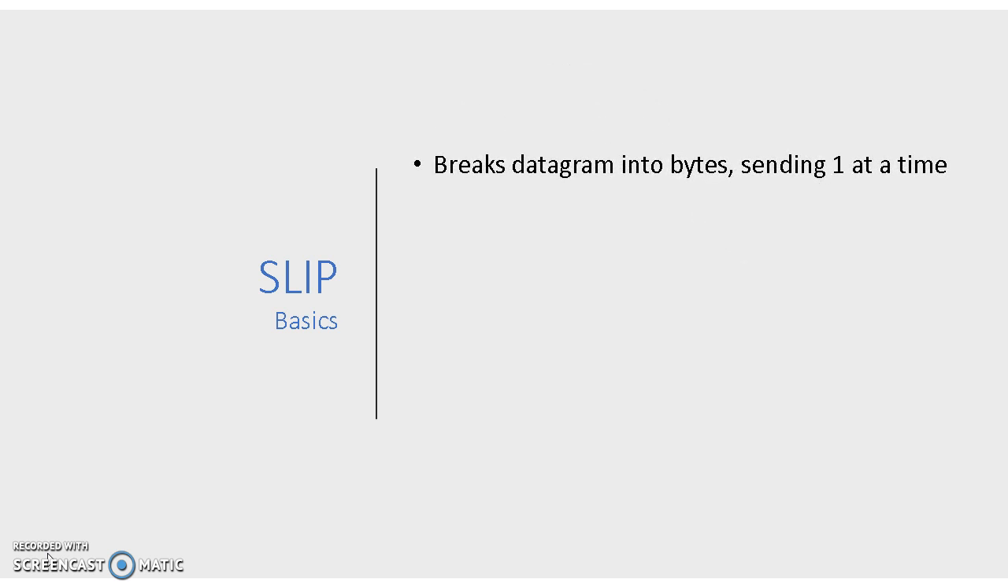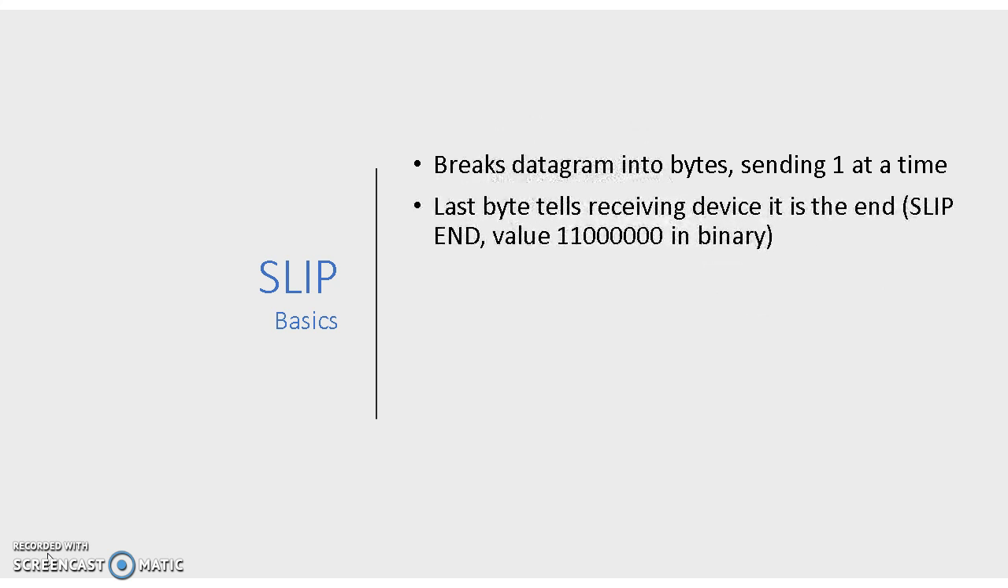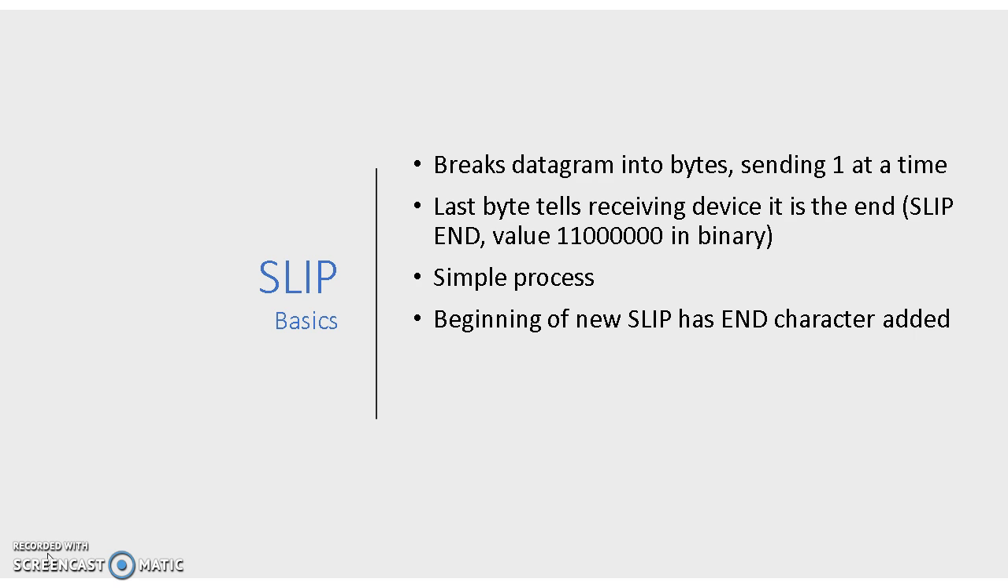It breaks down datagrams into bytes, and when it breaks it down into bytes, it transmits 1 byte at a time. The last byte tells the receiving device it is the end, and this is what they call the SLIP END byte, and it has a binary value of 11 followed by 6 zeros. It is a very simple process. The beginning of the new SLIP also has an end character added as a failsafe, so that it always makes sure there was an end process before, so it knows a new datagram is being sent.